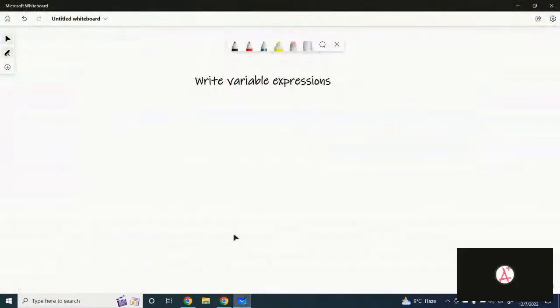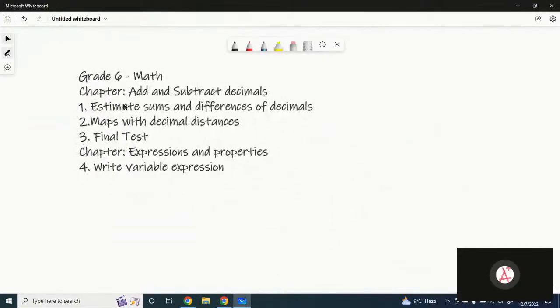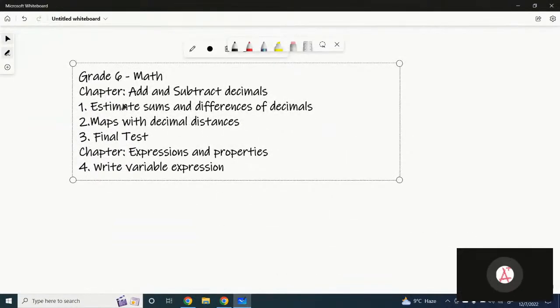So here is the list of the topics we have covered today. We started with the chapter Add and Subtract Decimals. The lessons we did are estimate sums and differences of decimals, then map with decimal distances, then the final test of the chapter. Then we started the new chapter, that is expressions and properties. The lesson we have just covered is write variable expressions. So please make sure before the next session you complete all the test questions for the topics we did today. If you have any problem with any of the topics, you can contact any tutor on Skype. They are available from Monday to Friday, 5 to 9.